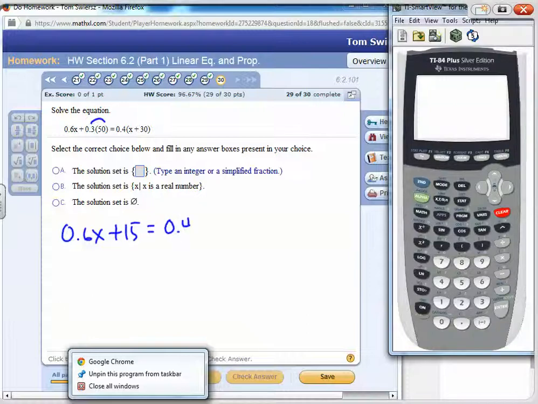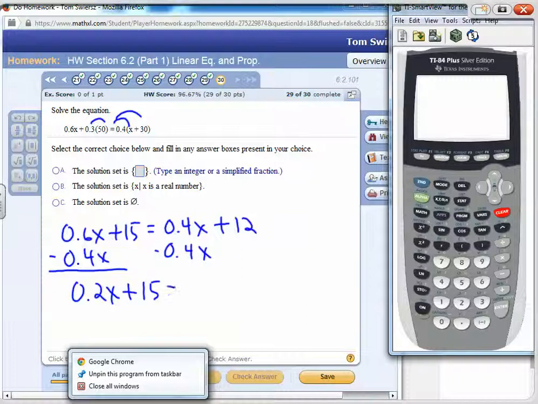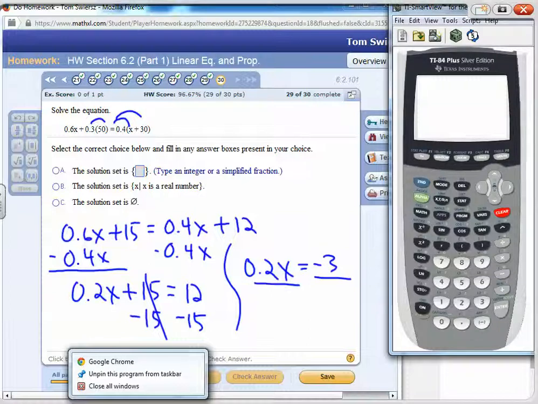Equals 0.4x. Distribute the 0.4, and 0.4 times 30 is 12. Okay, we're going to subtract 0.4x from both sides and get 0.2x plus 15 equals 12. Subtract 15 to get rid of the 15, minus 15 is 0, and get 0.2x is equal to 12 minus 15, which is a negative 3.